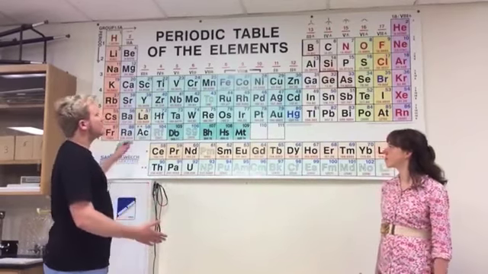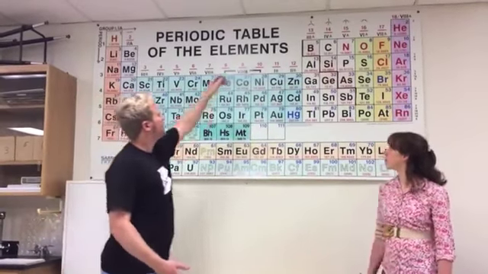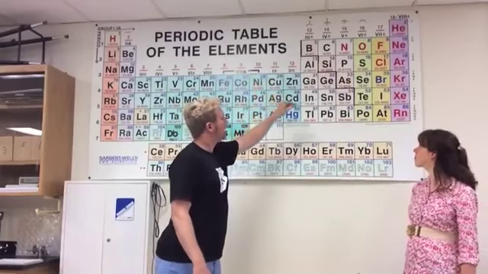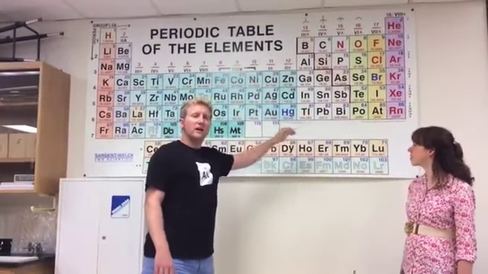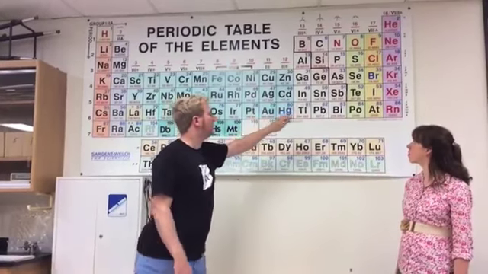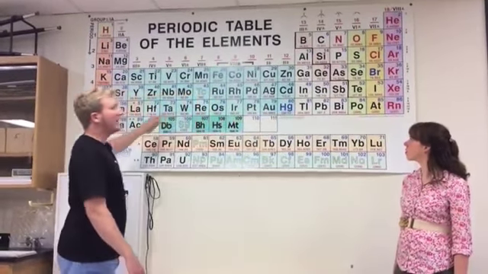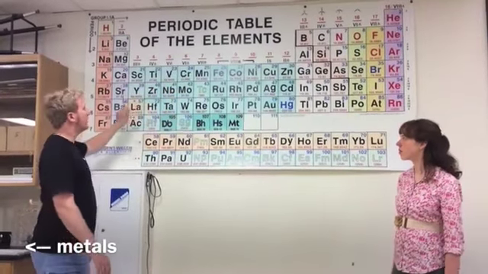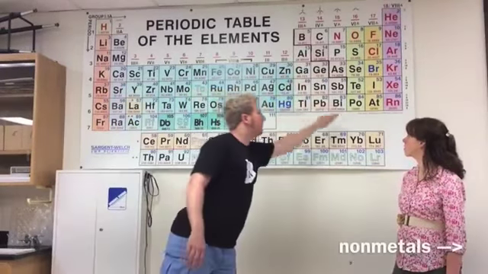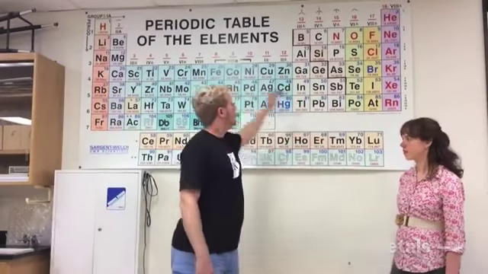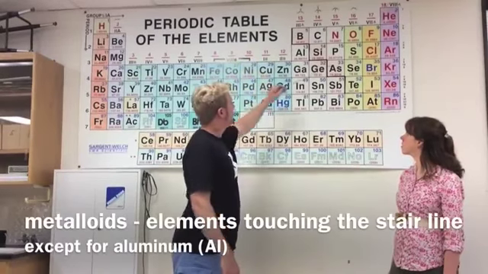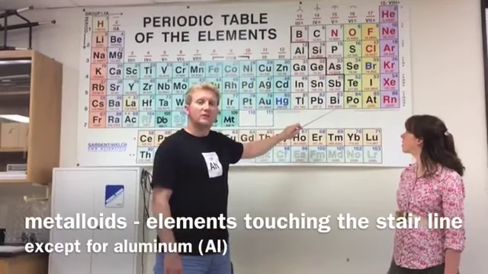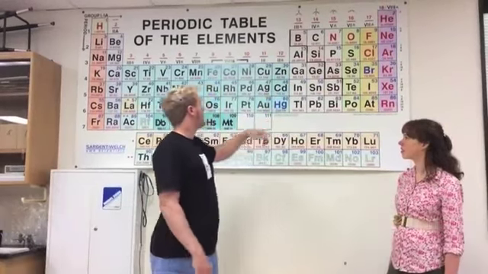So a couple of things, we've divided up the periodic table. There's a nice dark set of stairs here, and that divides up our periodic table into metals on the left. So write that in and draw metals with an arrow. And non-metals are on the right. Metalloids are on the actual stair step, except for one.